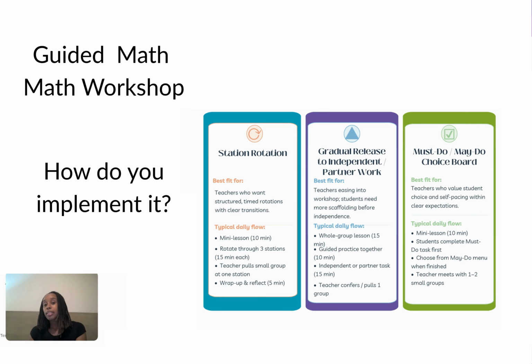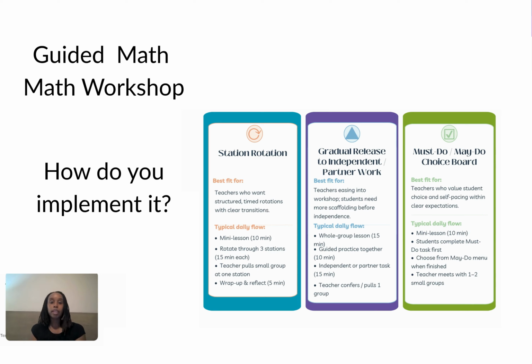So, the first one is station rotation, typically seen in a kinder through second grade classroom. I think it's highly effective in kinder and in first grade classrooms, and I would say the first semester in second grade classrooms, especially if the teacher is self-contained, as you would expect for the lower grades. It's highly important that the teacher is able to juggle both the rigor of math instruction and reading instruction.